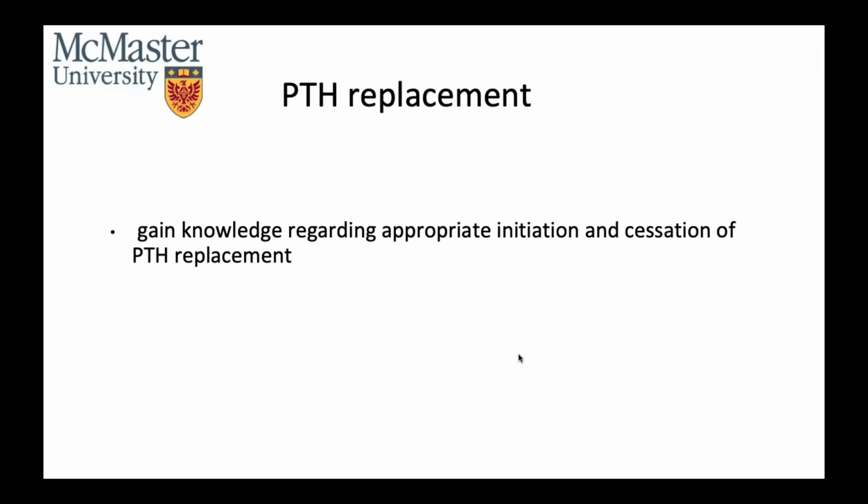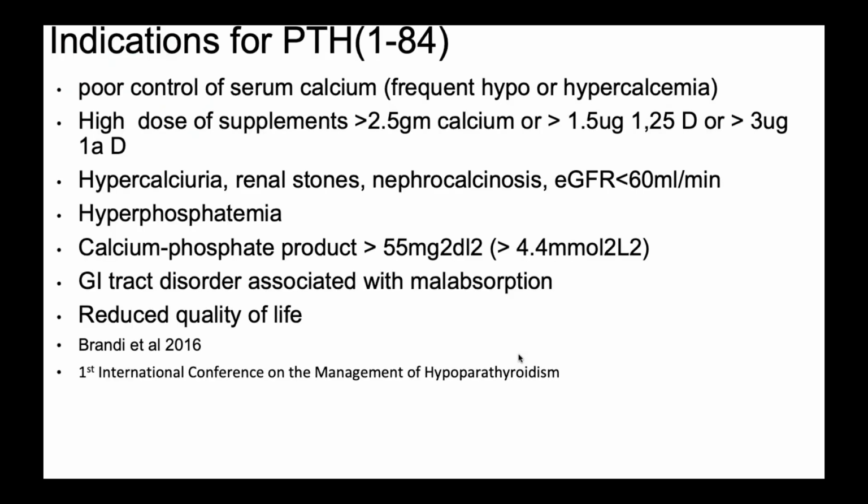Let's move on to our last learning objective, which is PTH replacement. And how do we start PTH and how do we stop it? So these are the recommendations from the first international conference on management of hypoparathyroidism by Brandi and colleagues, and we all agreed that these are the indications for PTH: people who have poor control of serum calcium with frequent hypo and hypercalcemia, individuals who are requiring high doses of calcium or activated vitamin D, people who have hypercalciuria, renal stones, nephrocalcinosis, or chronic kidney disease should be considered for PTH replacement therapy.